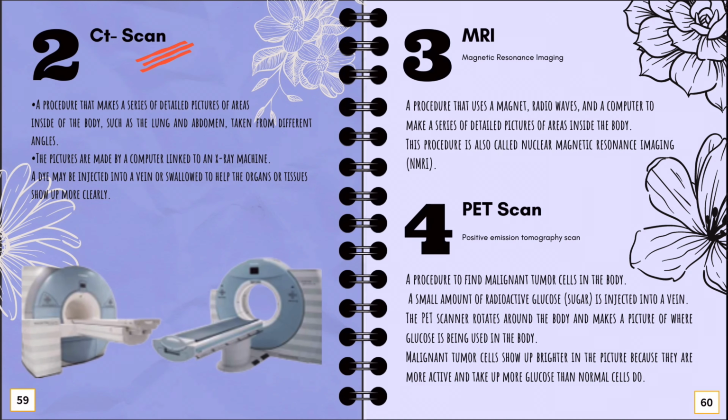Next, let's look into CT scan. CT scan, or computed tomography, is a procedure that makes a series of detailed pictures of areas inside the body, such as the lung and abdomen, taken from different angles. The pictures are made by a computer linked to an X-ray machine. A dye may be injected into a vein or swallowed to help the organs or tissues show up more clearly.